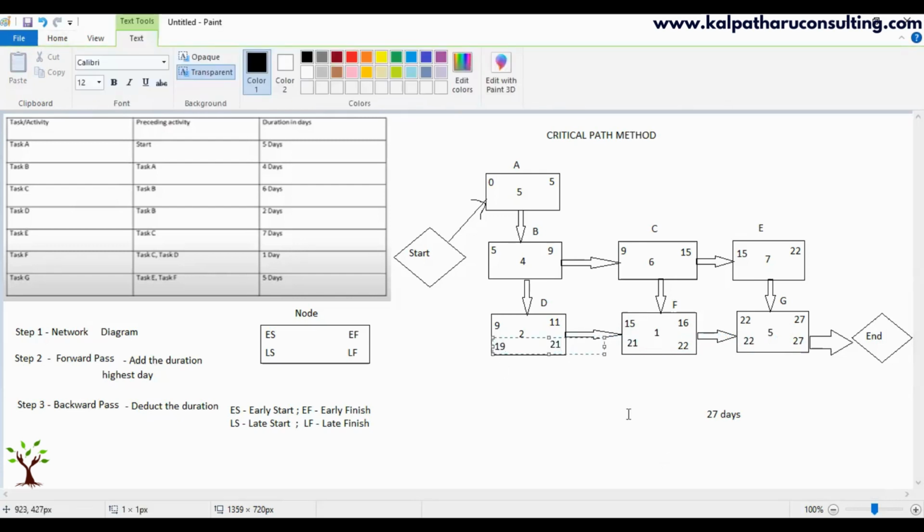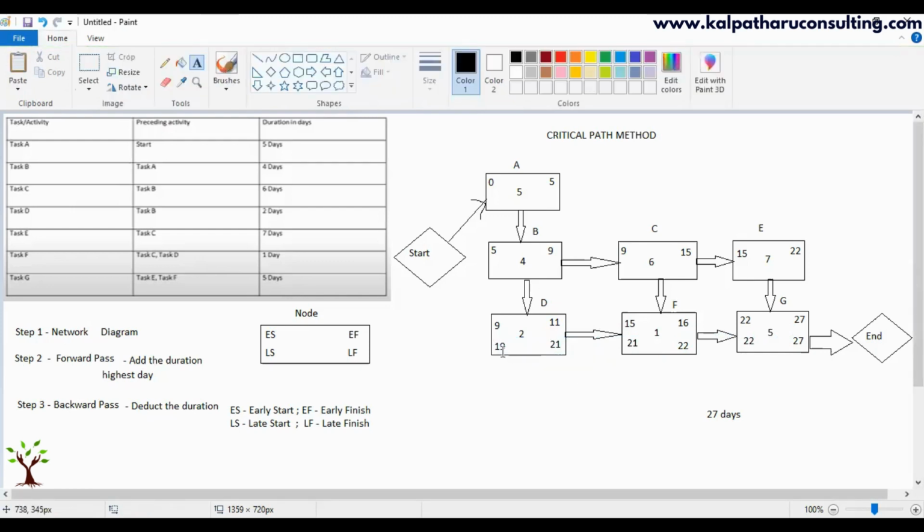19. Now let us see. D is going to be started on the 19th day. You consume 2 days and you complete it on the 21st day. And the next activity starts on the 21st day. You consume 1 day. You complete on the 22nd day. And the next activity G starts on the 22nd day. You consume 5 days and you complete on the 27th day. You see the flow? Right? Yes. So that is why we take the same number to the previous activity and we deduct the duration. Got it? Okay.